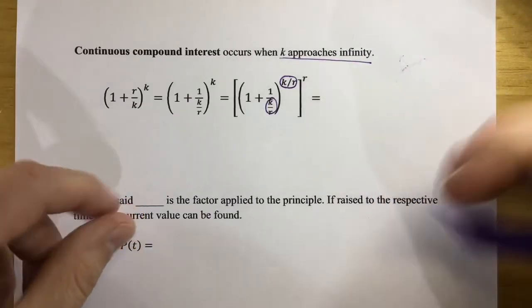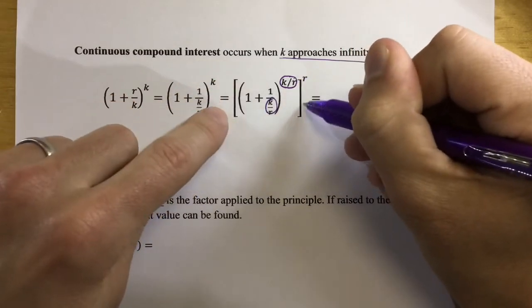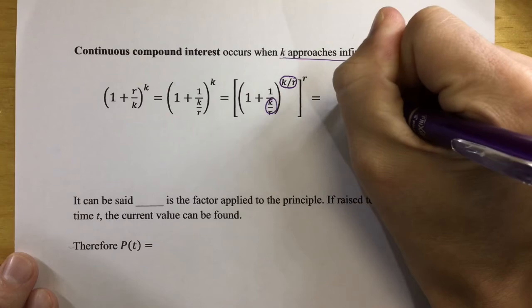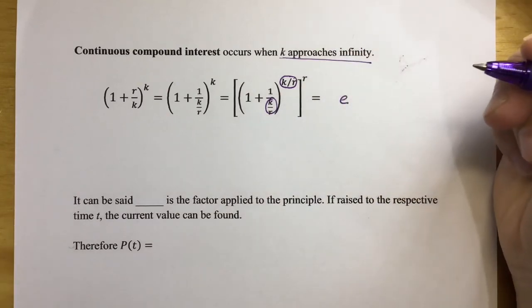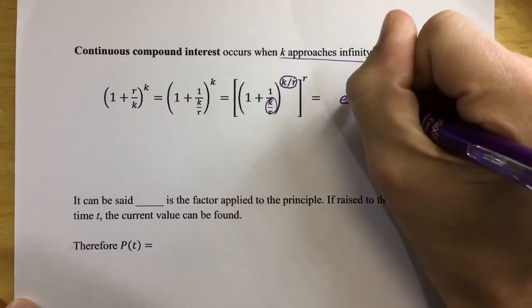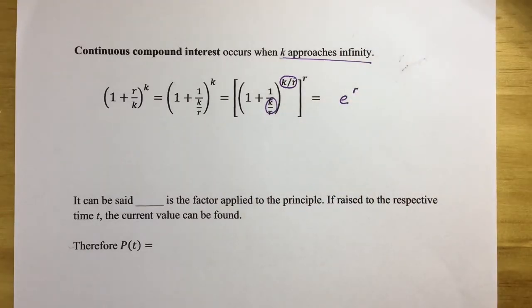So here's the craziness of it. All the stuff in the brackets, if I take k to infinity, then all of that just simplifies down to the number e, the 2.718. But I still have that little r that's just hanging out at the end.